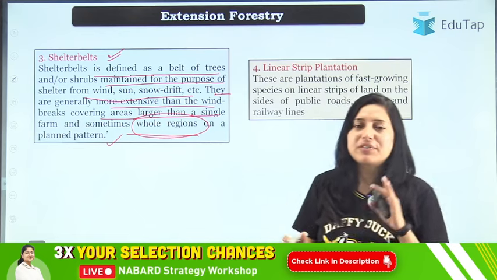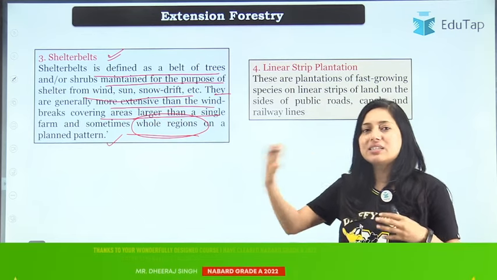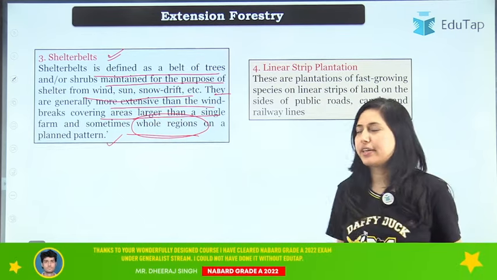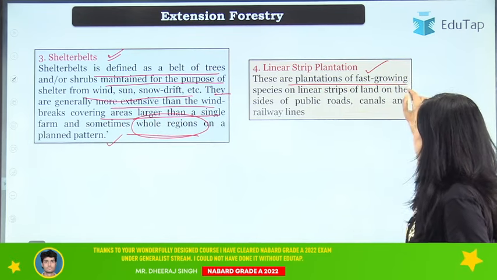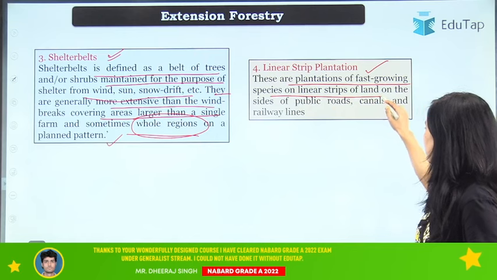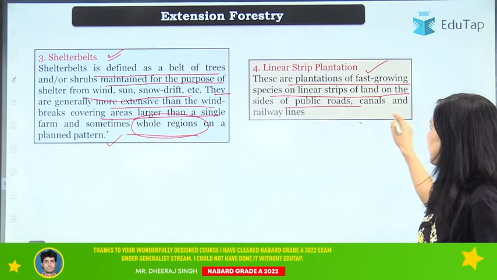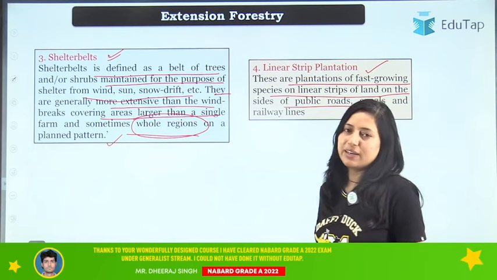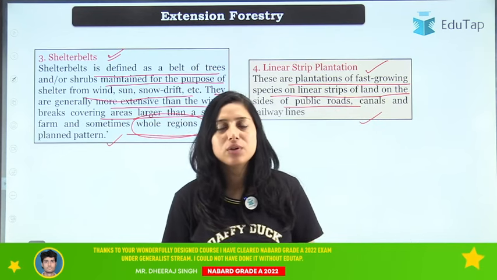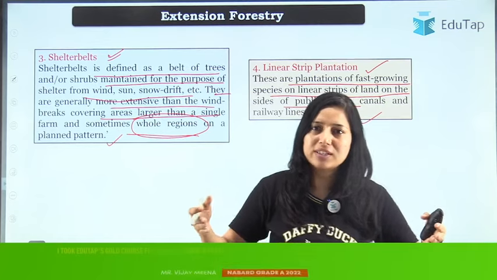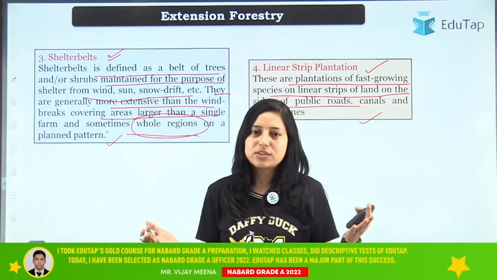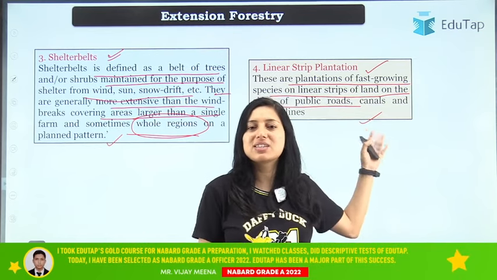So the difference between shelter bed and windbreak is that the extensive form of windbreak is shelter bed. Clear? Then we have linear strip plantation. These are plantations of fast growing species on a linear strip of land on the side of public roads, canals or railway roads. You might have seen that sometimes along the side of the roads there are some trees grown. That is your linear strip plantation.